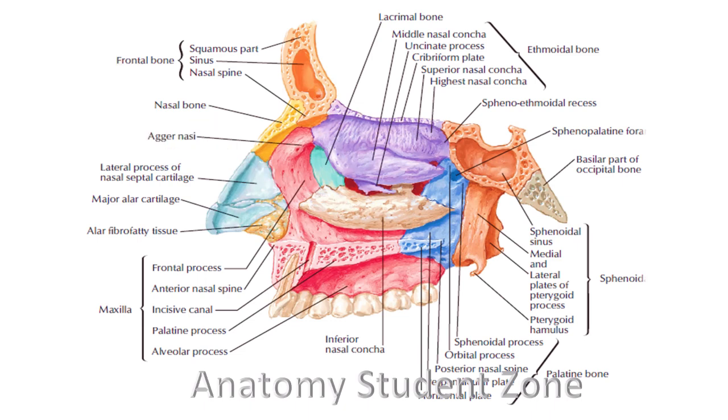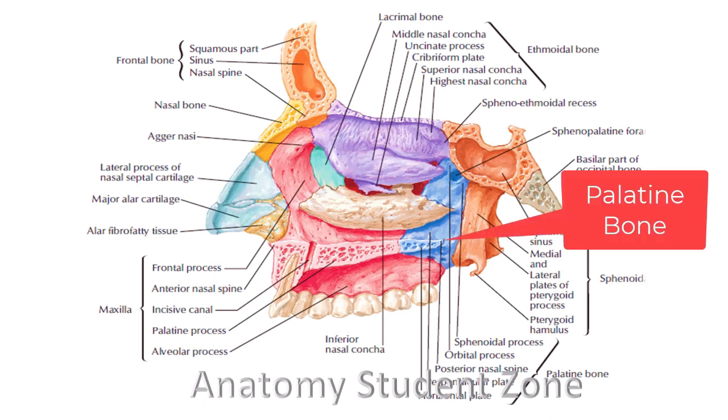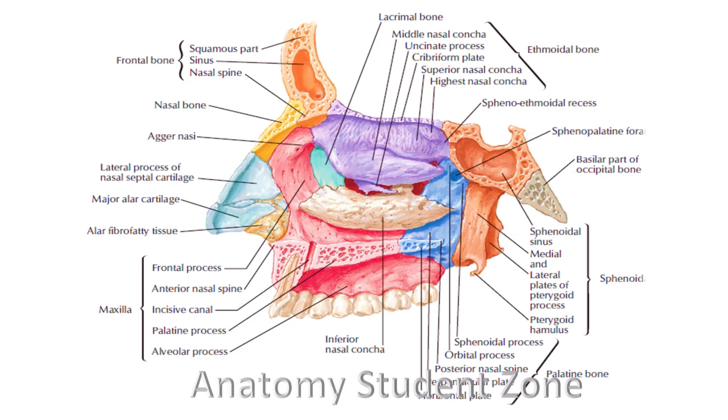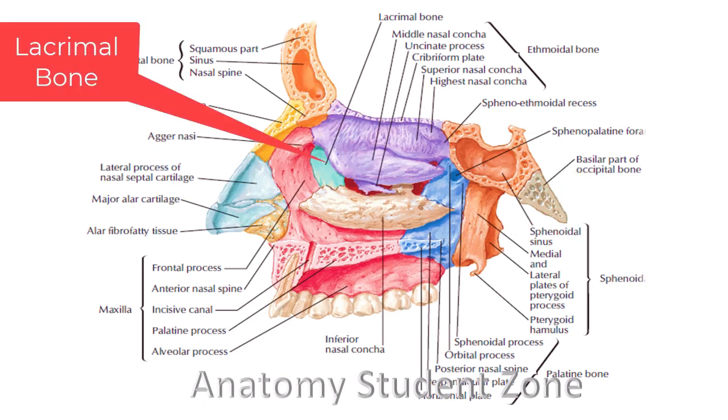Besides maxilla, ethmoid, and inferior concha, the lateral wall is formed by the palatine bone, shown here in the image of the atlas in blue, and the palatine bone forms the posterior part of the lateral wall of the nose. And the last bone that forms the lateral wall of the nose is the lacrimal bone. Lacrimal is shown here in green, and this is located anteriorly near the nasolacrimal duct.